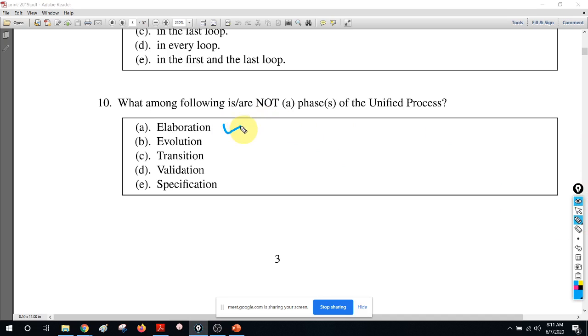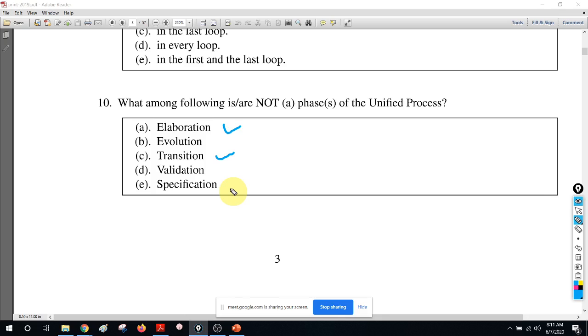Elaboration, yes, right? There is nothing called evolution. Remember, evolution is part of the standard software development activity, but in RUP we don't have something like evolution, right? What we have is transition, right? So transition is there. There is nothing called validation. There is nothing called specification. So the answer is A and C.